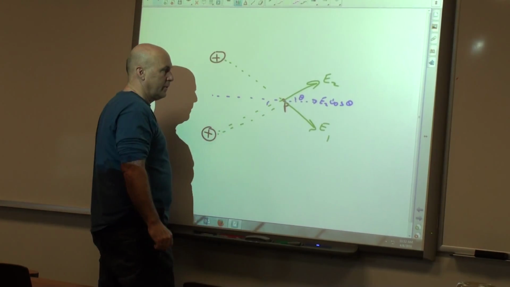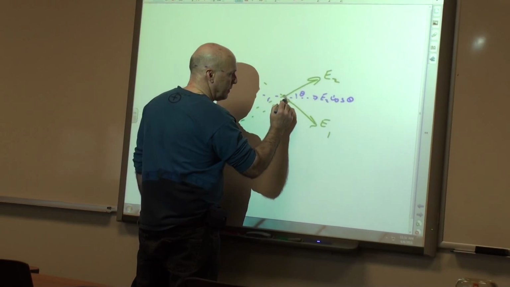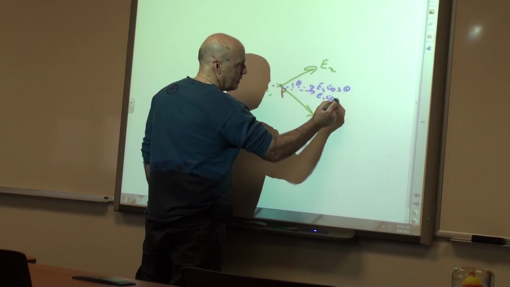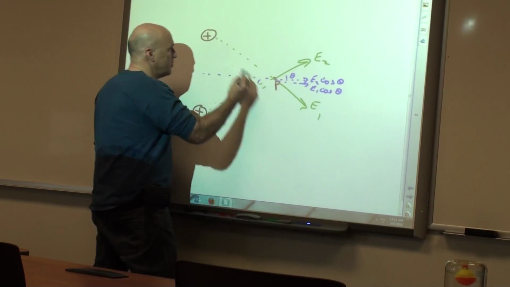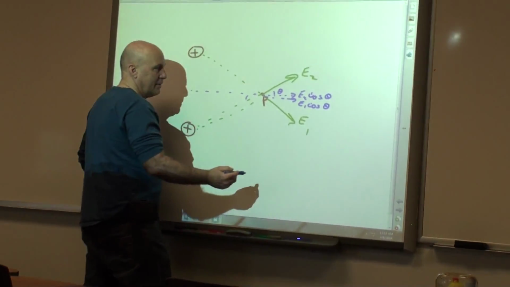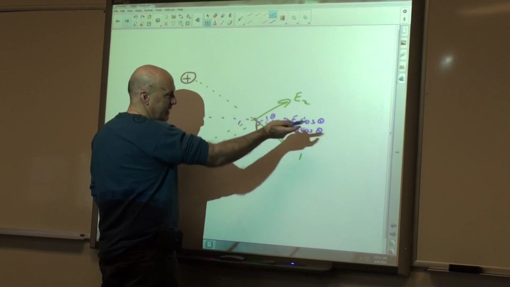Theta. Okay? And then there's a component of E1 in the same direction, E1 cosine theta. Now, if these two charges are equal, that's sweet, and it's just 2 times that, right? Because they just add, they're in the same direction.